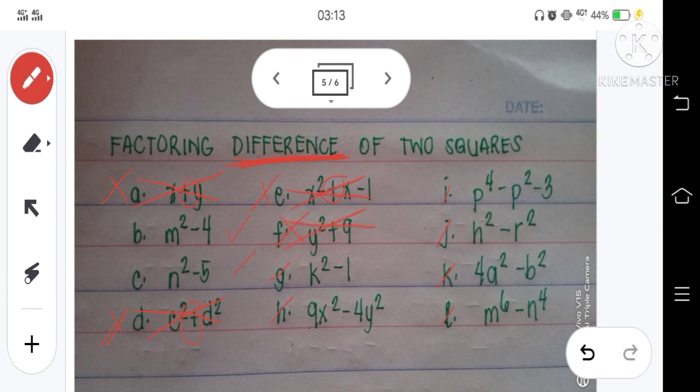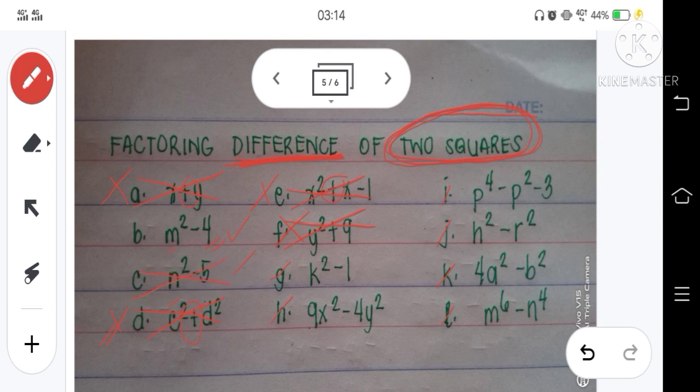Okay. Now, each term must be a square. The expressions before and after the subtraction sign must be squares, or have a square root. And so let's check. For letter B, m squared minus 4. Does m squared have a square root? Yes, it has. How about 4? Yes, it has. And for letter C, n squared minus 5. n squared, does it have a square root? Yes. How about 5? Does it have a square root? No, so we'll eliminate it.